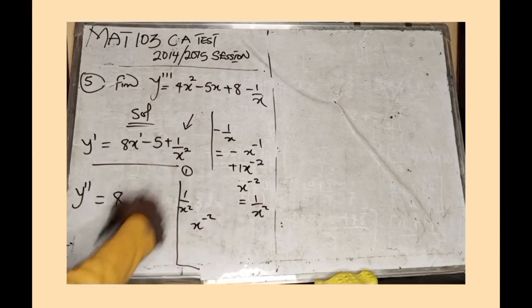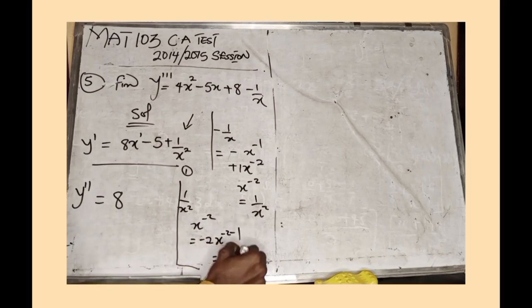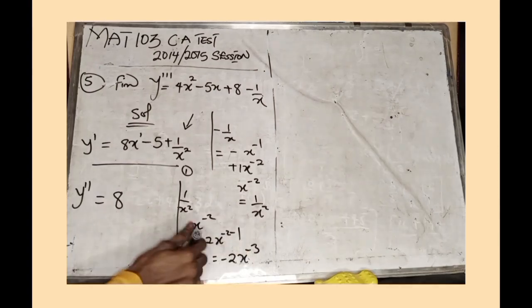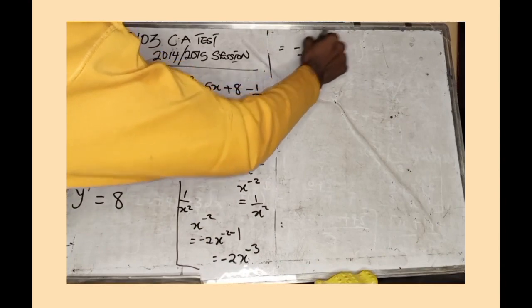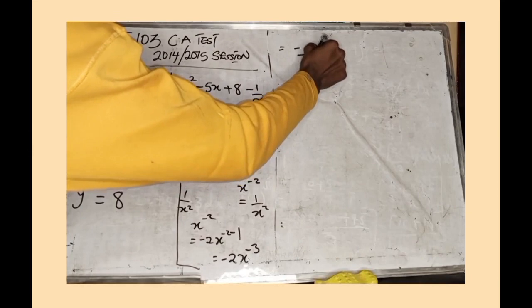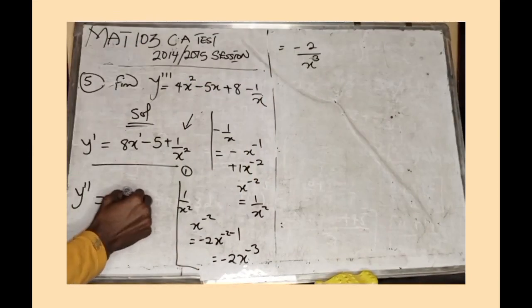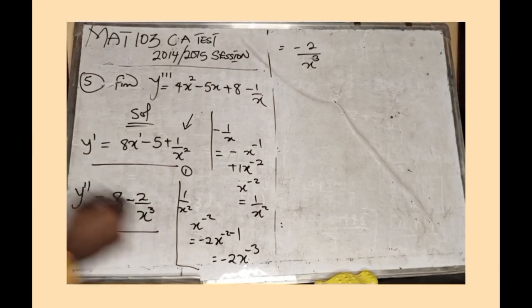So when minus 2 comes down, it becomes minus 2x to the power of minus 2 minus 1, which is minus 2x power minus 3. Which can still be written as minus 2 all over x power 3. So now I have it as minus 2 over x power 3. So this is my y prime.